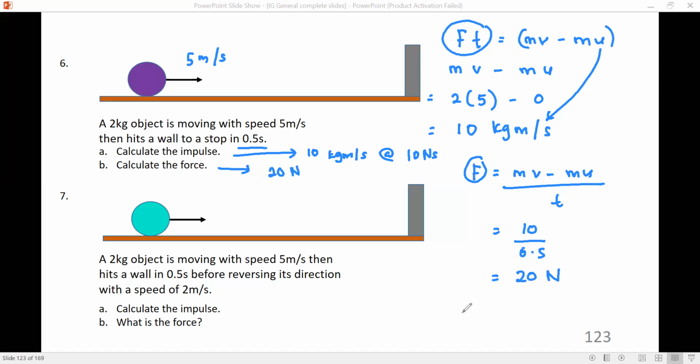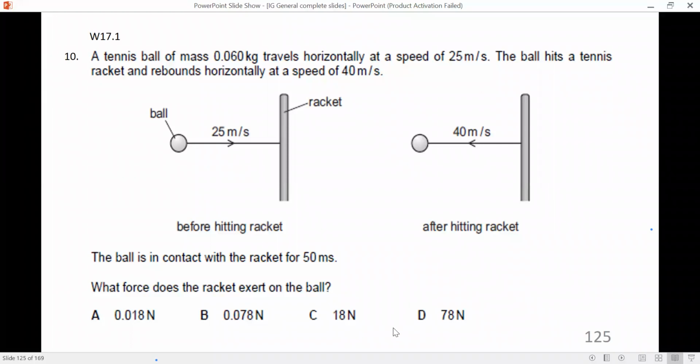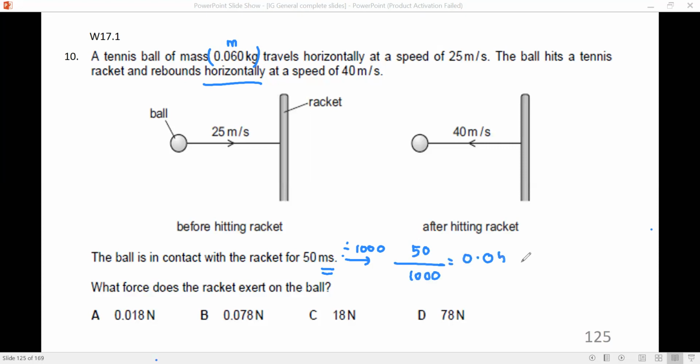Let's try another question for impulsive force. This is actually from 2017, October November, variant 1. We have a tennis ball with this mass. It travels horizontally at a speed of 25 meter per second, and then it rebounds horizontally, now faster at 40 meter per second. The ball is in contact with the racket for 50 millisecond. Remember, this is ms, not meter per second. To change millisecond to second, you divide by 1000. So 50 divided by 1000 gives 0.05 seconds.